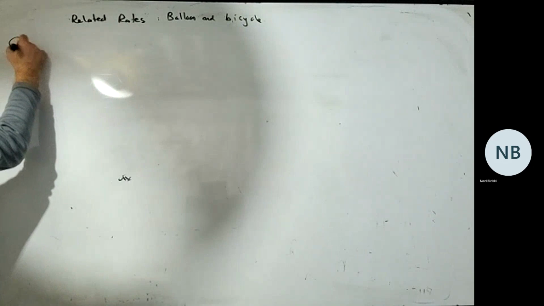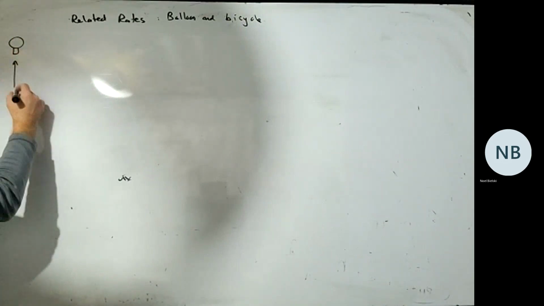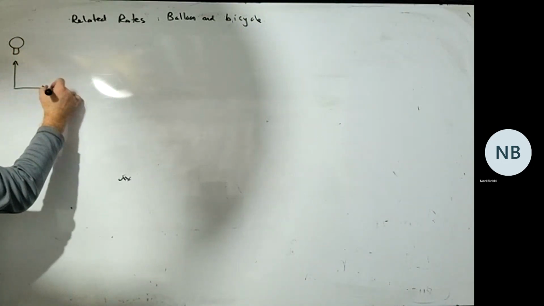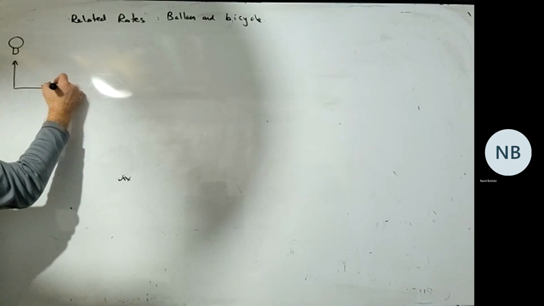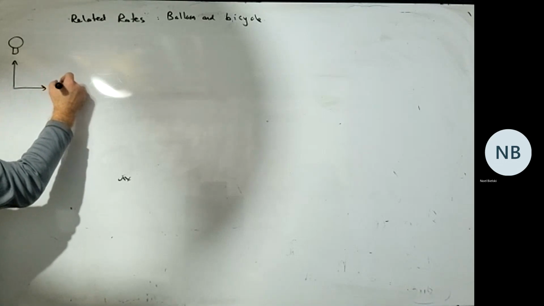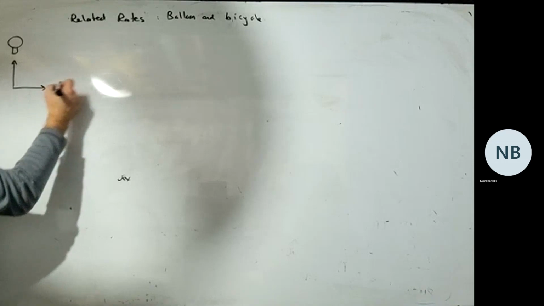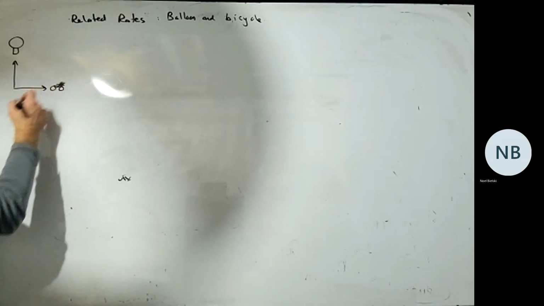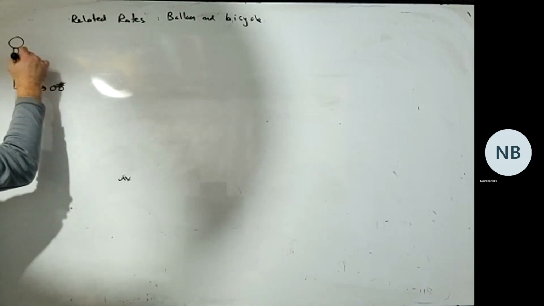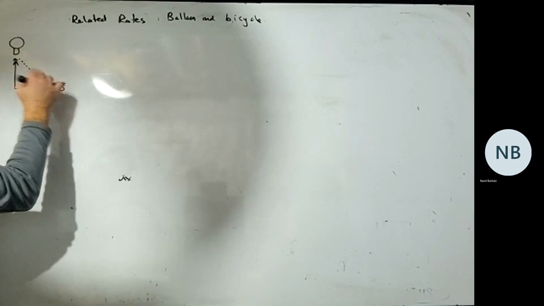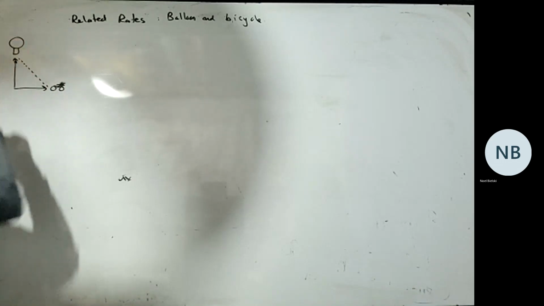If I have a balloon over here, and I know this balloon is going to be rising. I have a bicycle over here, which I know is going to be moving in basically this direction. I can answer a couple of things about this particular triangle that this builds.